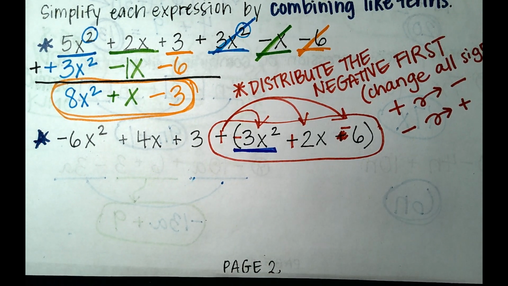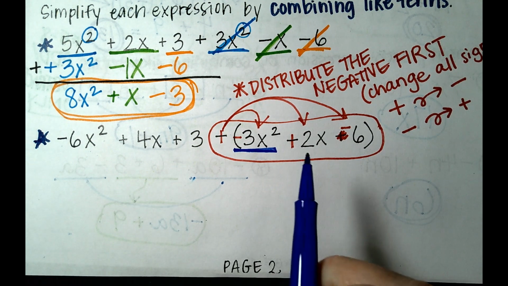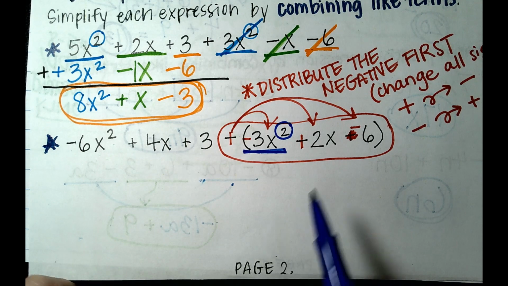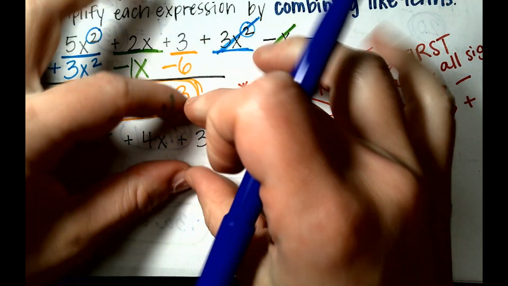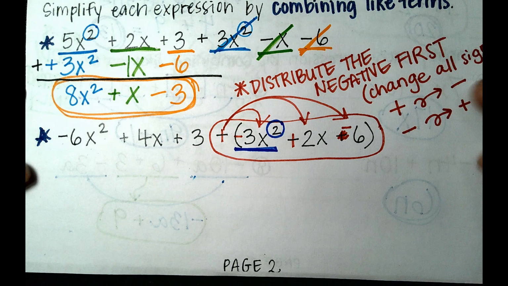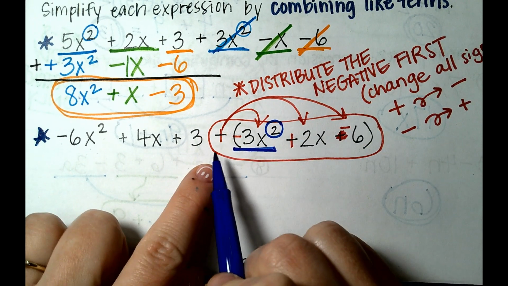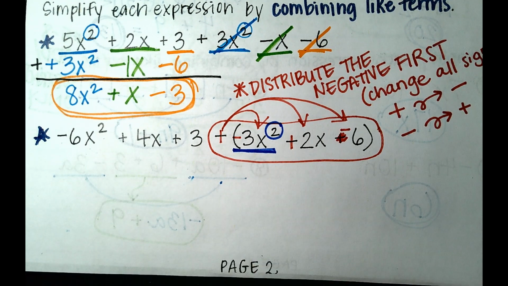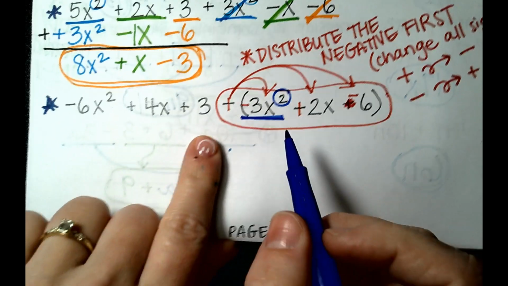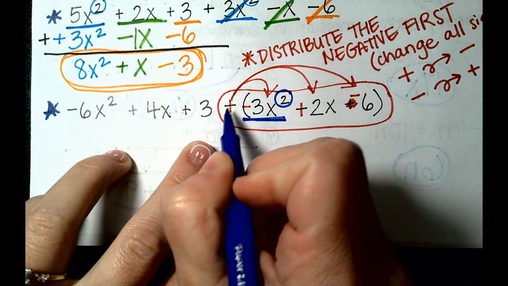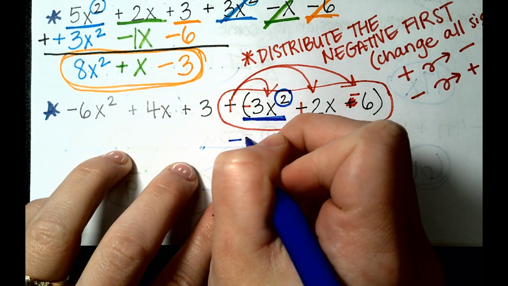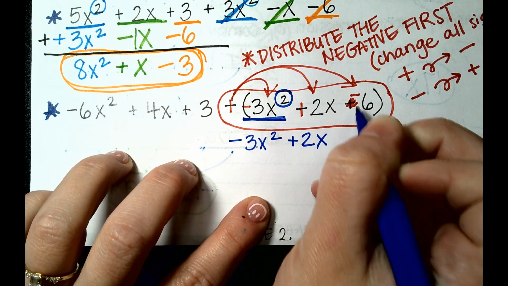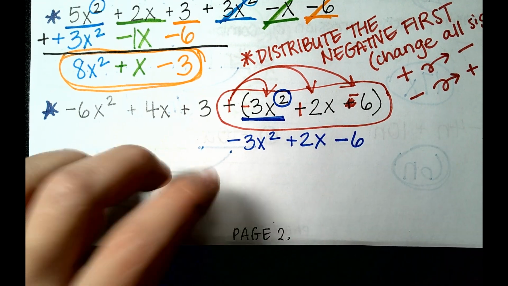What other x squareds do I have? Or do I have any others? No. Let's see, 2x. Oh, now we can look outside of this, by the way. Yes, we can look outside because now that we have distributed the negative, and this actually might help, rewrite it so that you don't forget. So I'm going to rewrite this. Instead of that, I'm going to put minus 3x squared plus 2x and minus 6.